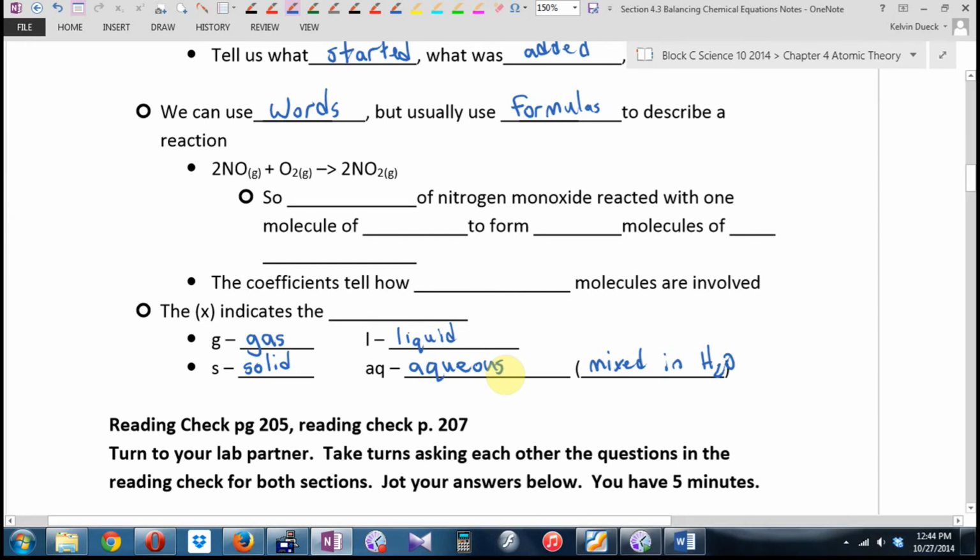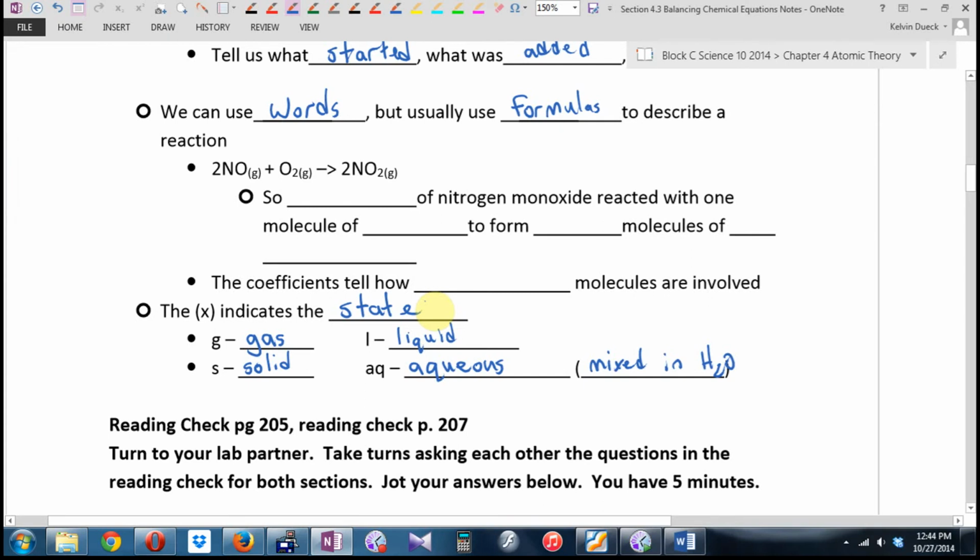So this will be something that's normally solid, but to mix it better with whatever you're mixing it with, you diluted it, stirred it up into water. Okay? So the state symbol indicates the state. Now let's go back up to this equation.